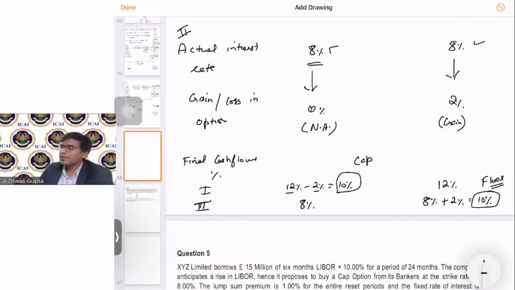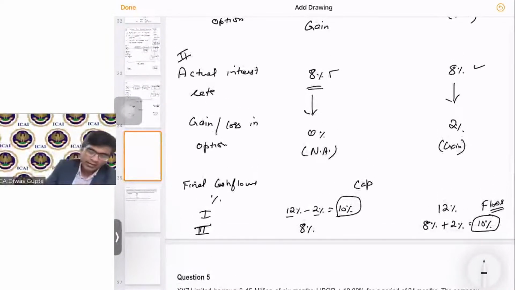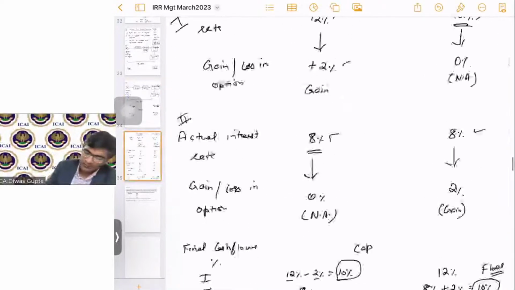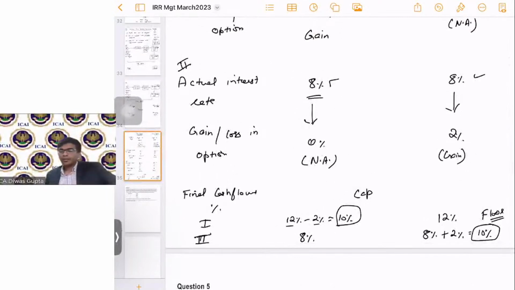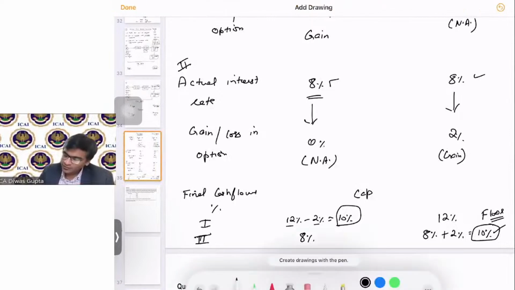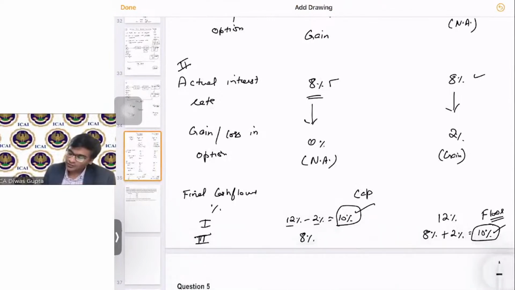Yes, Kaushiki, you are right. In floor, first case, not exercised. Perfect. Second case, floor exercised. Okay, students, I hope it is clear. All of you can note it down. So as I mentioned, this is the floor option and this is the floor price and this is the cap price. This is what the entire agreement has done.